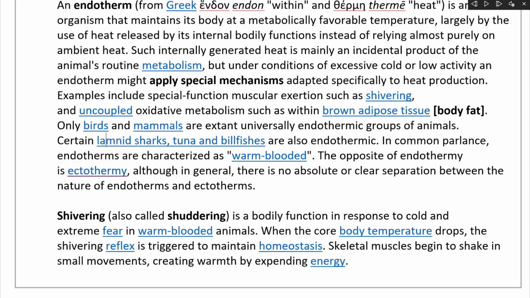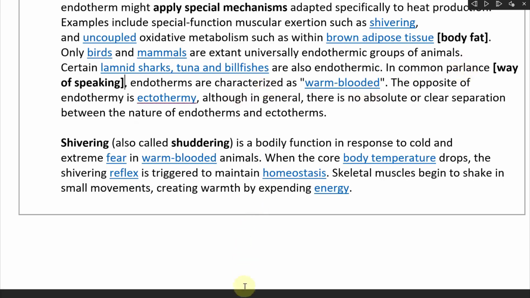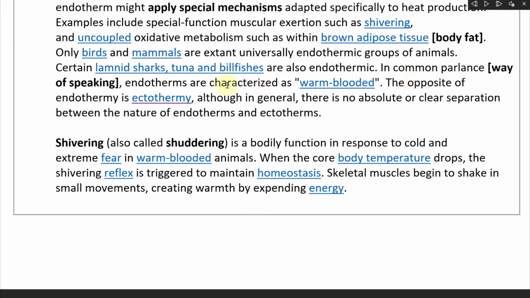Certain lamnid sharks, tuna, and billfishes are also endothermic. In common parlance, and parlance just means way of speaking, endotherms are characterized as warm-blooded. The opposite of endothermy is ectothermy, although in general there is no absolute or clear separation between the nature of endotherms and ectotherms, which is an interesting statement. Endotherms as well also try to gain heat from their environment and so on. So it could be a mixture.